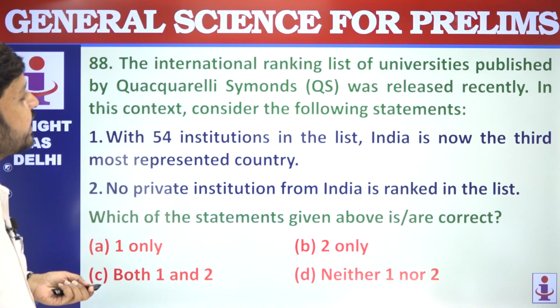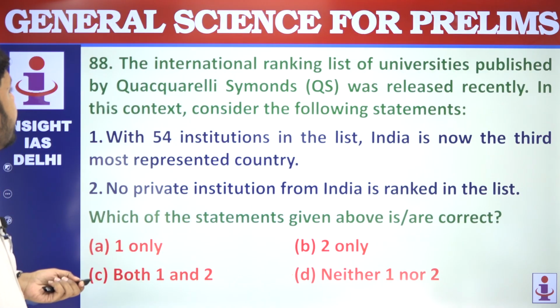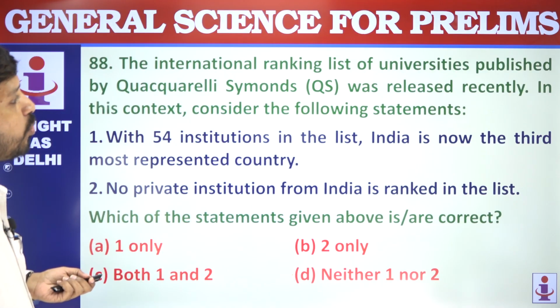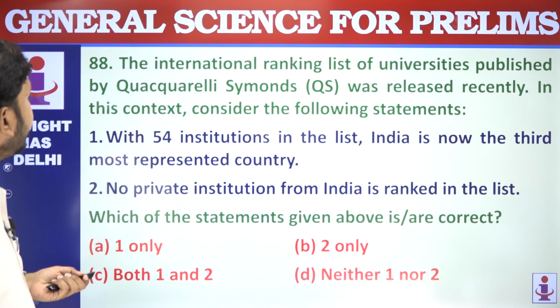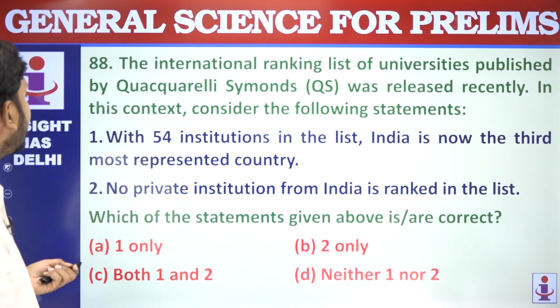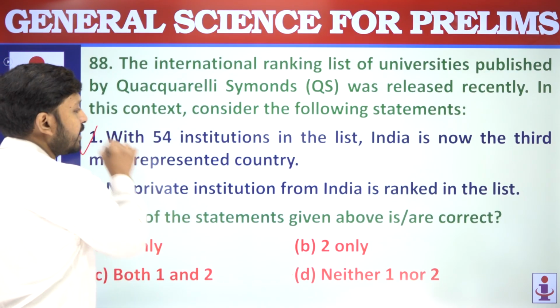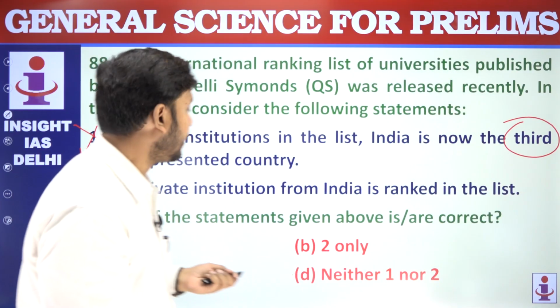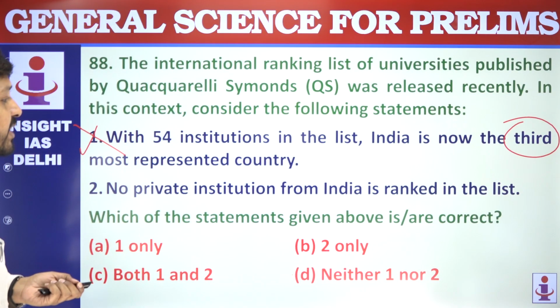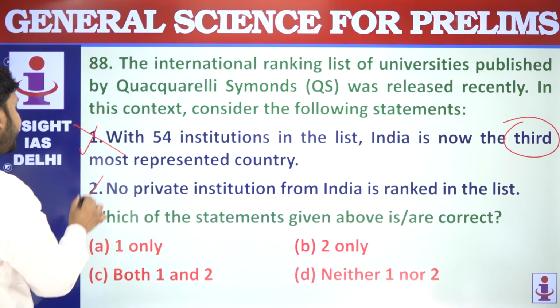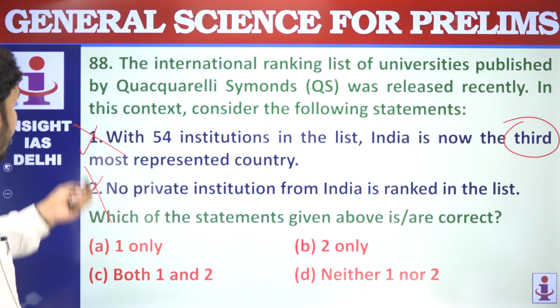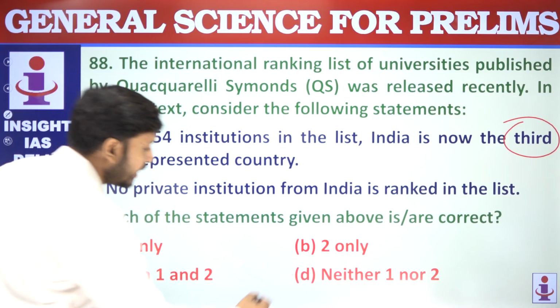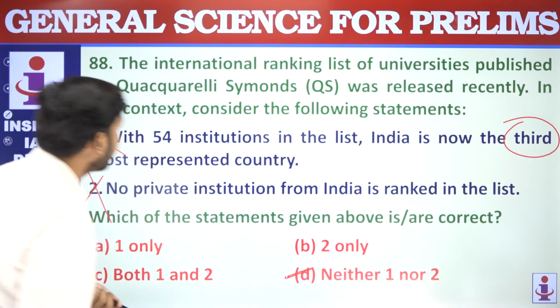The international ranking list of universities published by Quacquarelli Symonds was released recently. In this context, consider the following statements. With 54 institutes in the list, India is now the third most represented country. No, it is not third, it is fourth after the US, UK and China. Next one, no private institution from India is ranked in the list. No, private institutes are also part of this. So both are wrong, and they are asking for the correct ones. So neither is the answer for our case.